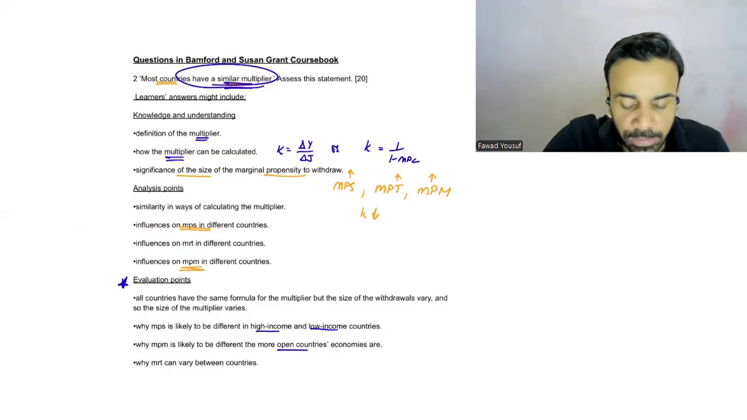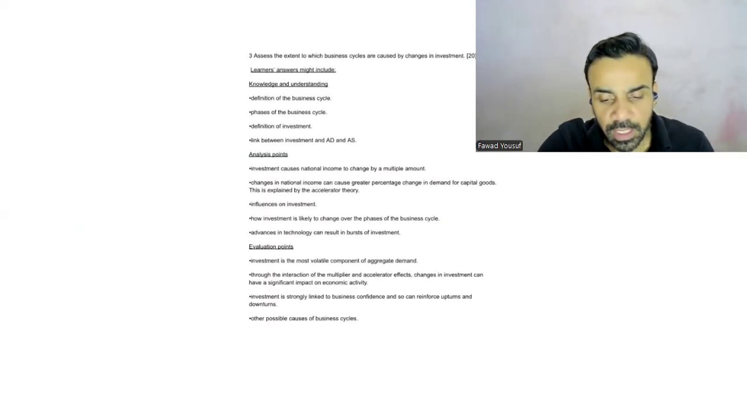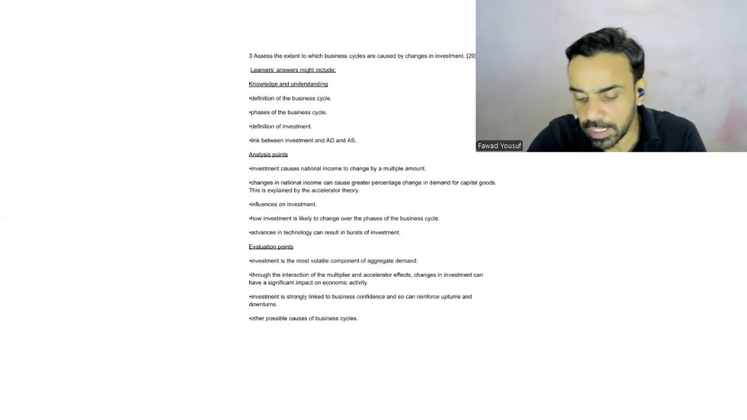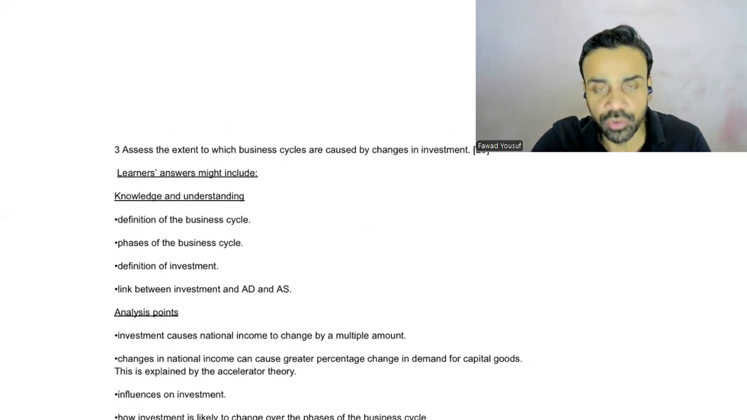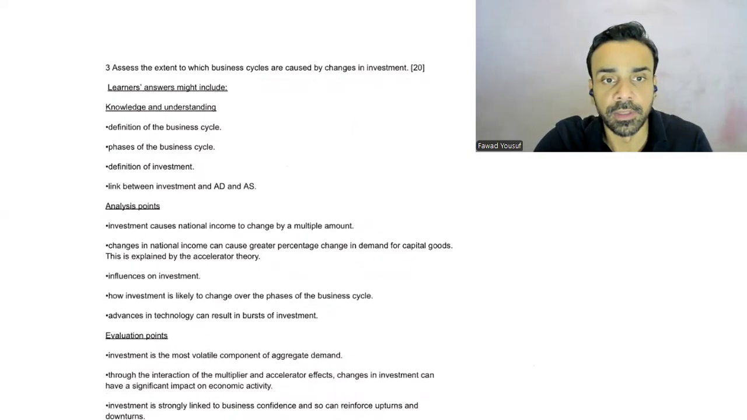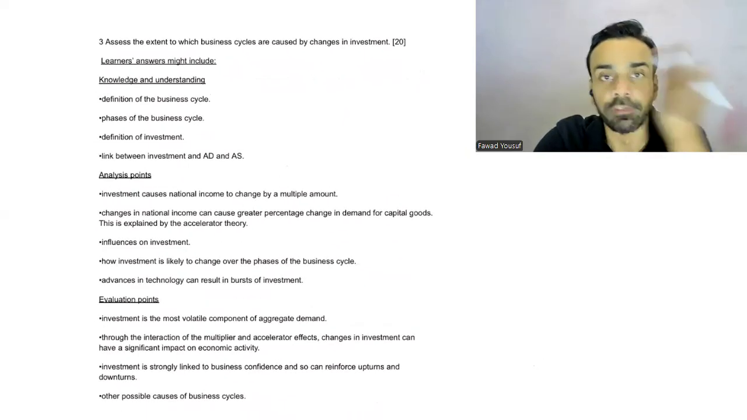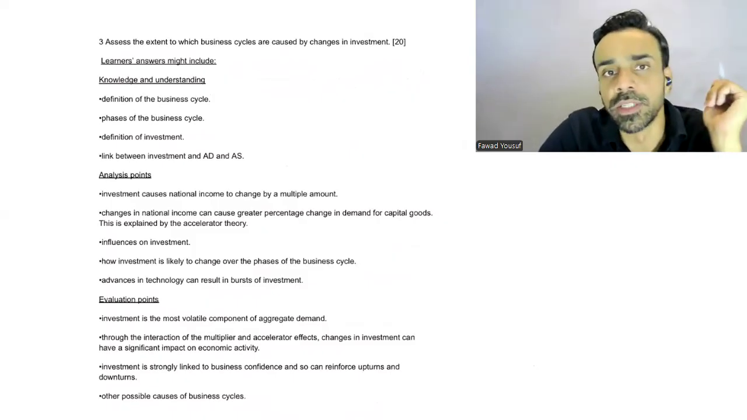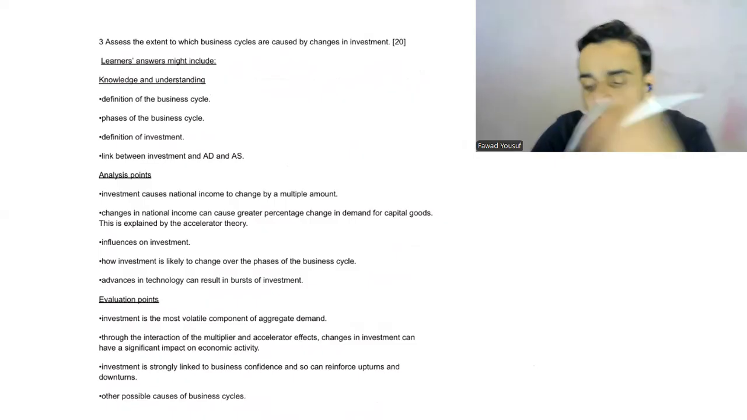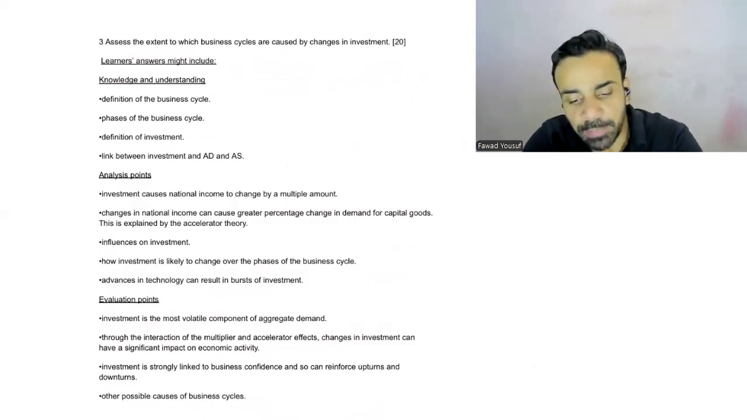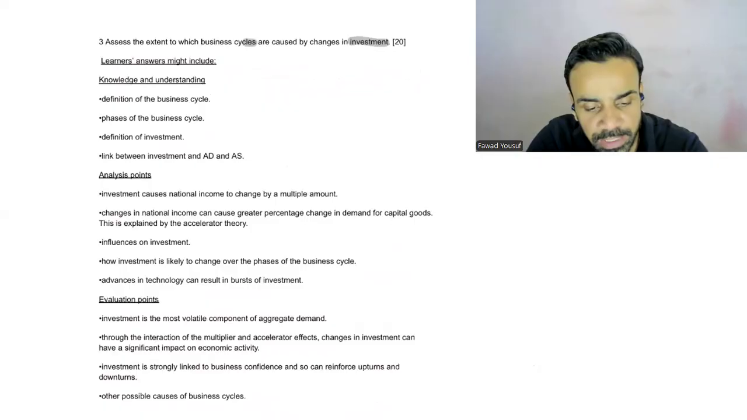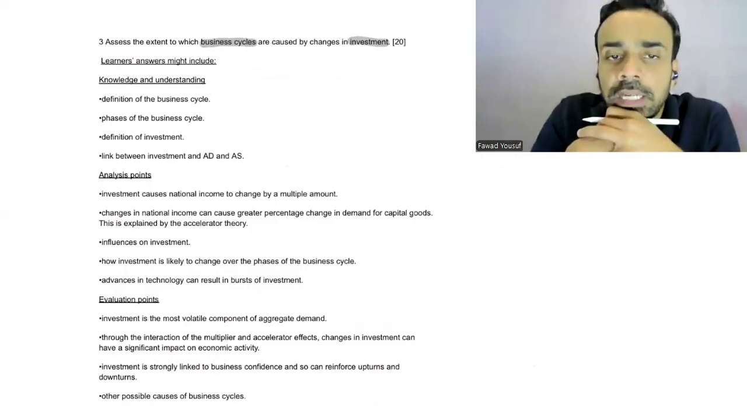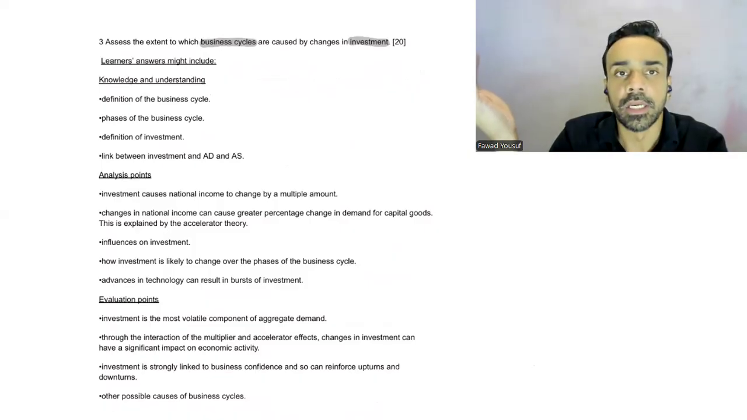फिर national income के अंदर question like this can come also. Now, this particular question, if we assess, इसके अंदर भी एक certain set of information हो रही है. Assess the extent to which business cycles are caused by changes in investment. अब यहाँ पे इन्वेस्टमेंट का टर्म यूज हो रहा है, बिजनेस साइकिल का टर्म यूज हो रहा है, बट इफ यू थिंक अबाउट इट, यहाँ तो मल्टीप्लायर की कोई बात ही नहीं है.